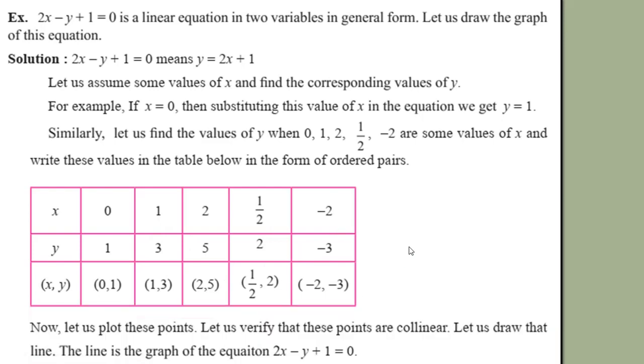Correct? Now let us plot these points. Let us verify that these points are collinear. Let us draw that line. The line is the graph of the equation 2x minus y plus 1 is equal to 0. This is the solution. This is the way you need to draw. Firstly, you need to plot these points, and after plotting them you need to draw a line passing through all these points.